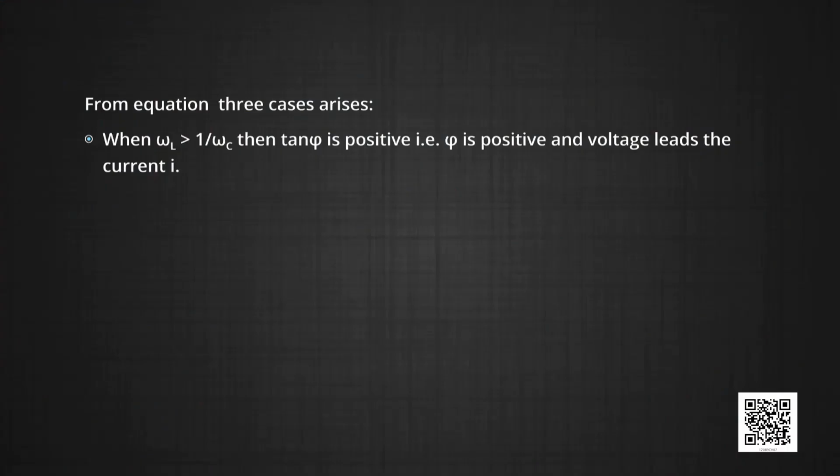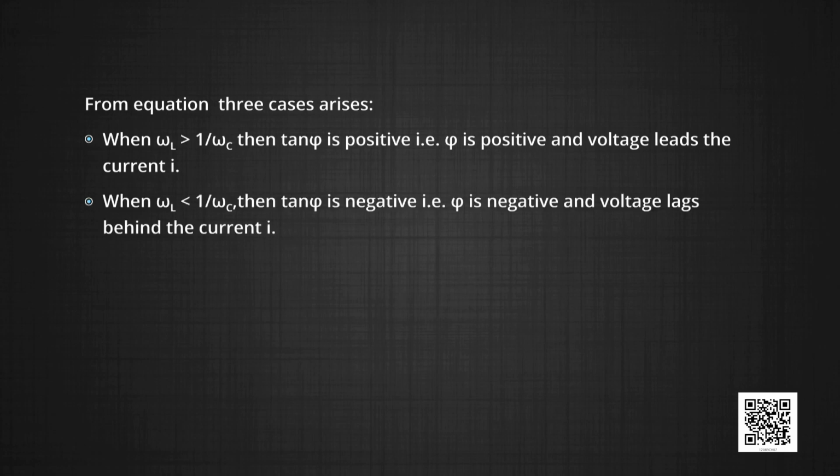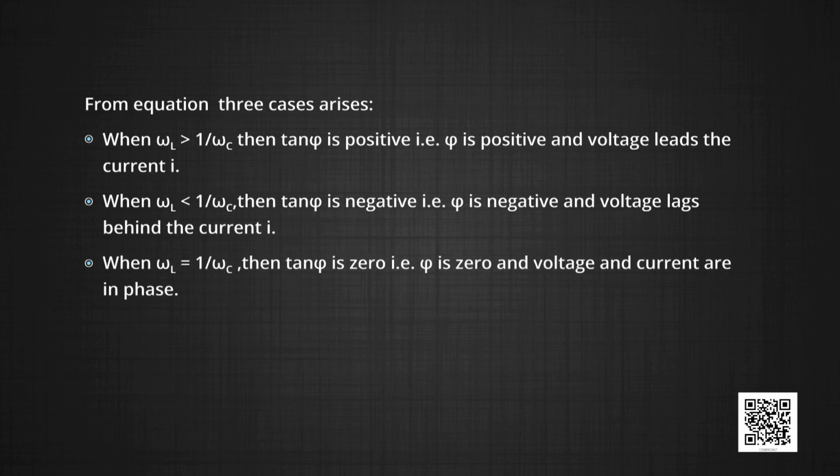Number 1, when omega L is greater than 1 upon omega C, then tan phi is positive, that is, voltage leads the current. If omega L is less than 1 upon omega C, then tan phi is negative, that is, phi negative means voltage lags behind the current I. And similarly, when omega L is equal to 1 upon omega C, then tan phi is 0, that is, phi is 0 and the voltage and current are in the same phase.